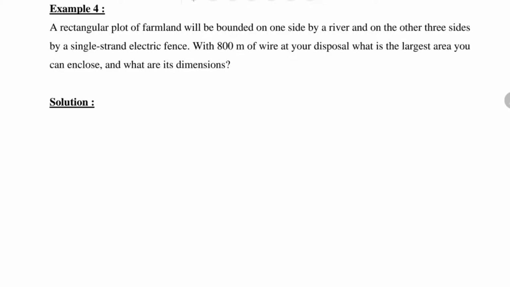Today, we are going to look at an example of application of differentiation. Now, let's take a look at the question. A rectangular plot of farmland will be bounded on one side by a river and on the other three sides by a single strand electric fence.